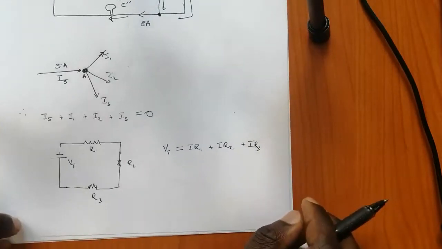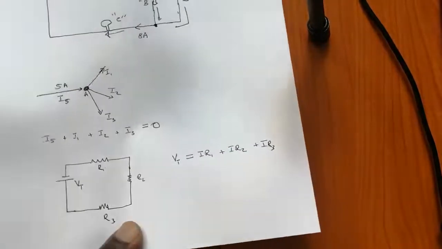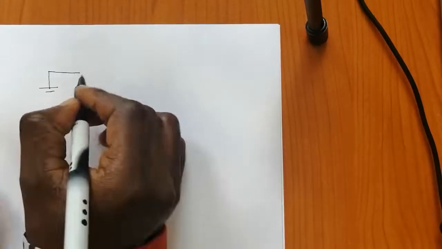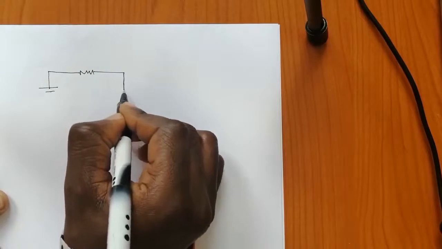Now let's try to make a few examples and see if we follow. So let's say you have a closed circuit like this.